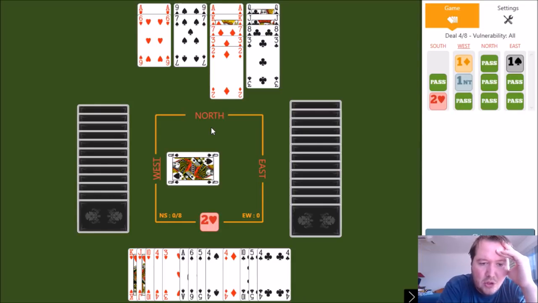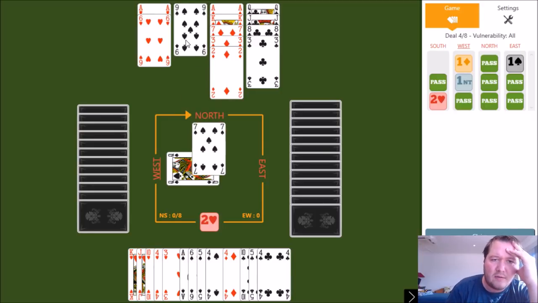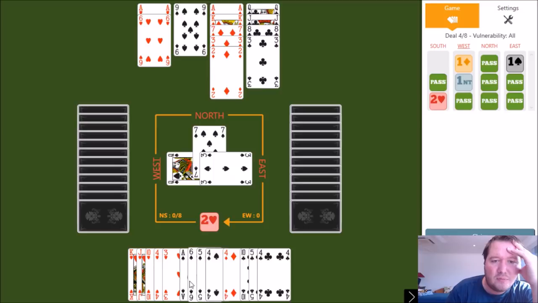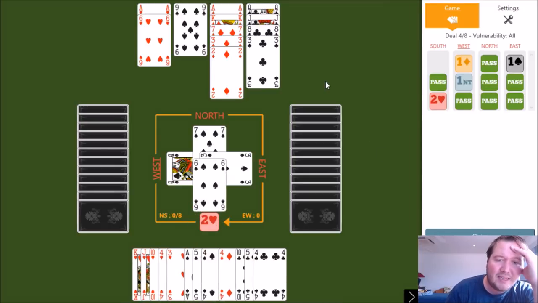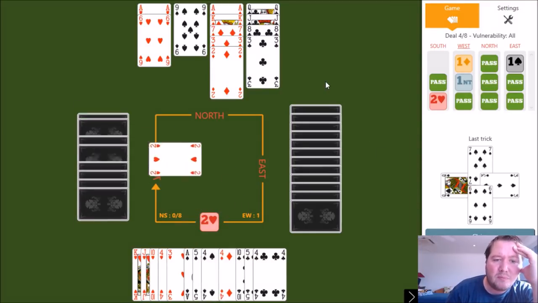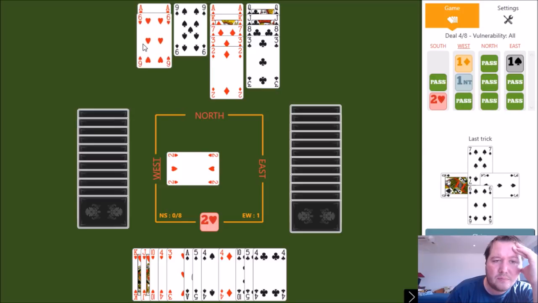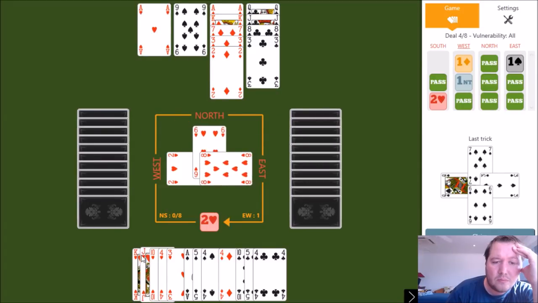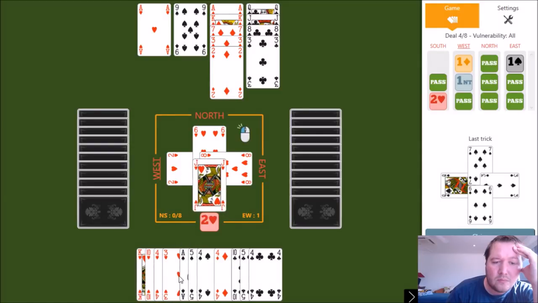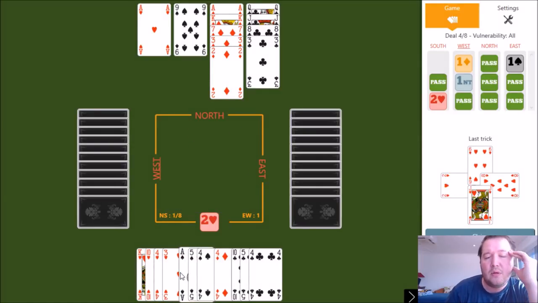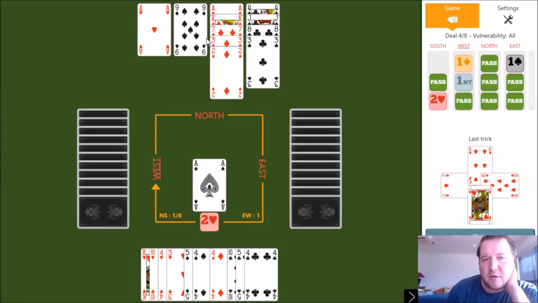try and trump one. I'm going to duck the first spade. It looks like spades are probably 4-3, but they could be 5-2. If East had 5 spades, they might have tried to get to 2 spades. Okay, so at this stage, I just want to go ace of spades and trump a spade.